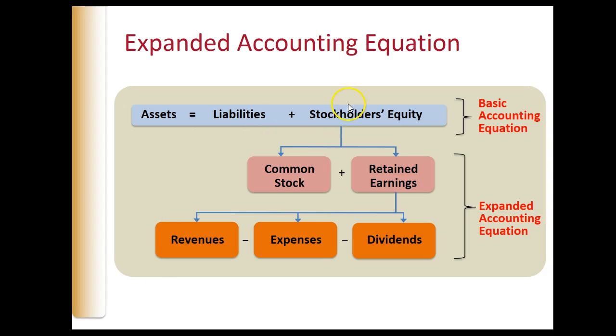So you see the stockholders' equity is made up of our common stock and the retained earnings. The common stock is the shareholders' stock. The retained earnings include all the income or revenues that have come in throughout the life of a company, minus all the expenses and all the dividends paid back to the shareholders.